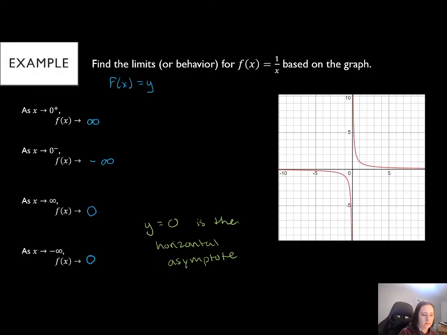Now, the x equals 0. So notice that as x approaches 0 from either side, we went to positive infinity and negative infinity. So think of that as sort of the inverse, or the opposite of the horizontal asymptote. So x equals 0, which is as we're approaching 0 from either side, we went to crazy infinity and negative infinity. So the x equals 0 is called the vertical asymptote.